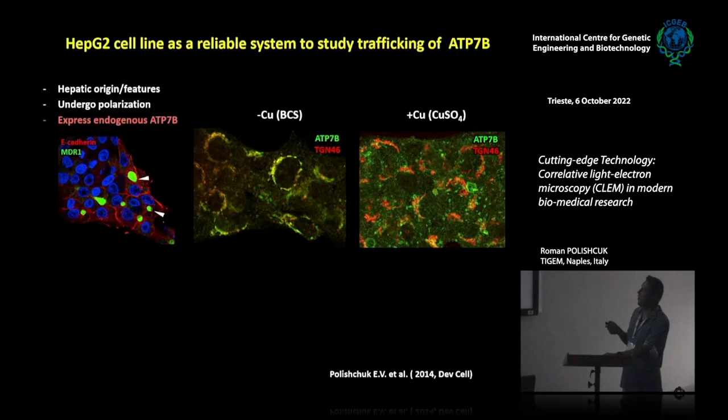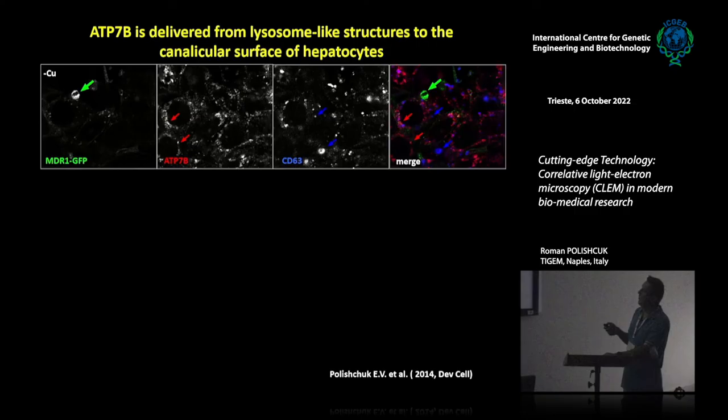When you add copper, ATP7B moves outside of the Golgi, labeled with TGN46, and goes to peripheral structures. What are these peripheral structures? We know that they could be lysosomes, and we made labeling for CD63, and canalicular areas or canalicular domains of polarized cells, which can be labeled with MDR-GFP.